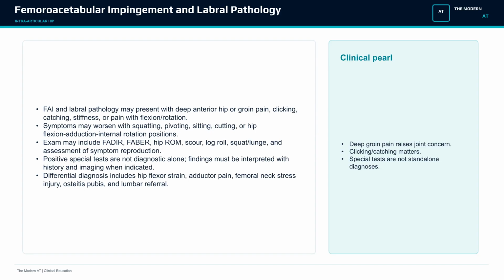Femoroacetabular impingement and labral pathology often present with deep anterior hip or groin pain, stiffness, clicking, catching, or pain with flexion and rotation. Symptoms may worsen with squatting, pivoting, sitting, cutting, or positions combining hip flexion, adduction, and internal rotation. The exam may include FADIR, FABER, hip range of motion, scour, log roll, squat, and lunge assessment.